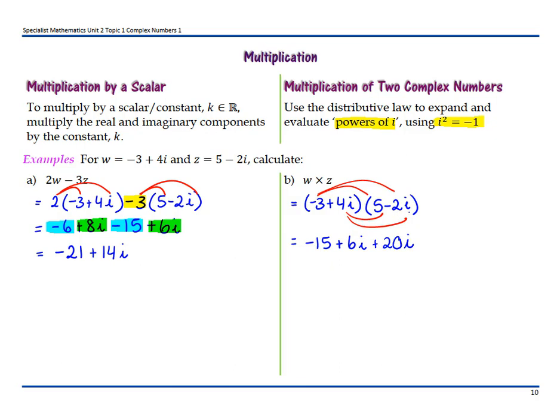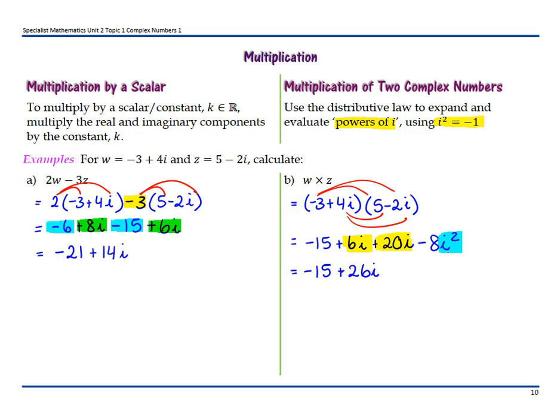4i times -2i is -8i squared. And this is where you have that power of i squared. So from here, I can bring together my imaginary parts. So -15, 6i plus 20i is plus 26i.